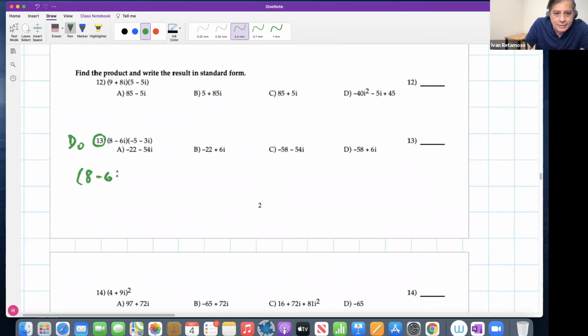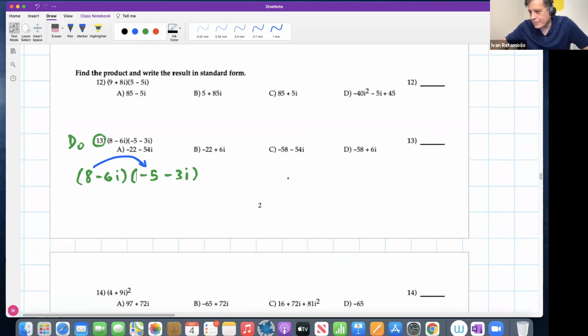8 minus 6i times minus 5 minus 3i. Hint, FOIL this out, right? So this times this times this, and then I squared, remember, must be substituted by -1. So go ahead and try, guys. If you need to use a calculator for some computations, to simplify, feel free to use it. Sometimes the numbers might not be that friendly, right?